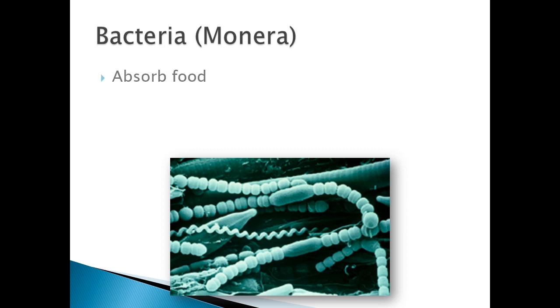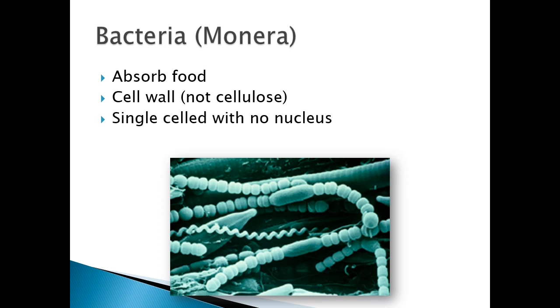So what do they do? Well, they absorb food through the surface. They have cell walls around the outside, but they're not made of cellulose; they're a different kind of cell wall made of a thing called murein. Also, they have no nucleus. They're only one cell each, and they have no nucleus. Bacteria, and also algae, belong to this Monera group here.